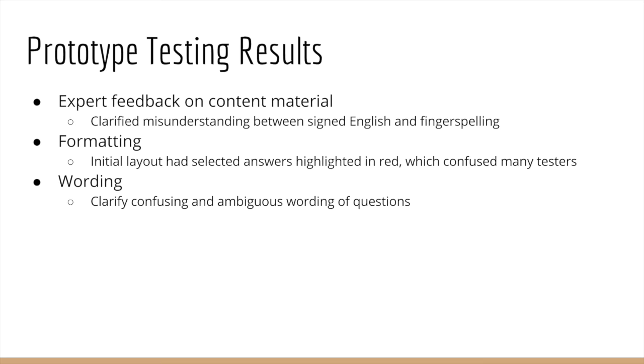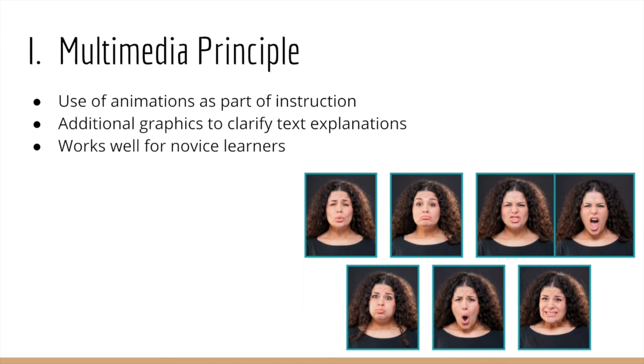After we drafted our instructional content, we went back to an expert for feedback. The expert helped clarify our own misconceptions about some of the content, including differences between signed English and fingerspelling. For formatting, we used Qualtrics for instruction, and the default layout highlighted learners' answers choices in red, which caused a lot of confusion because it made them think that their answers were incorrect. So we changed the layout to a blue theme. For wording, the expert also pointed out some questions with ambiguous wording, and we fixed those accordingly.